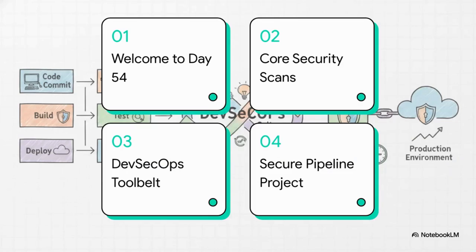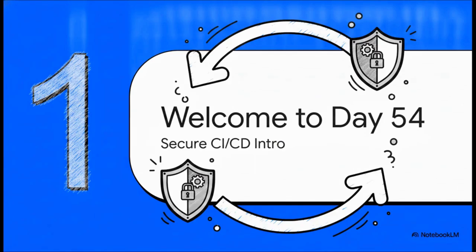Here's our roadmap for today's explainer. We'll start with a quick welcome to day 54, then break down the core security scans. After that, we'll equip our DevSecOps tool belt, and finally, we'll bring it all together in the Secure Pipeline project. All right, let's dive right into section 1.